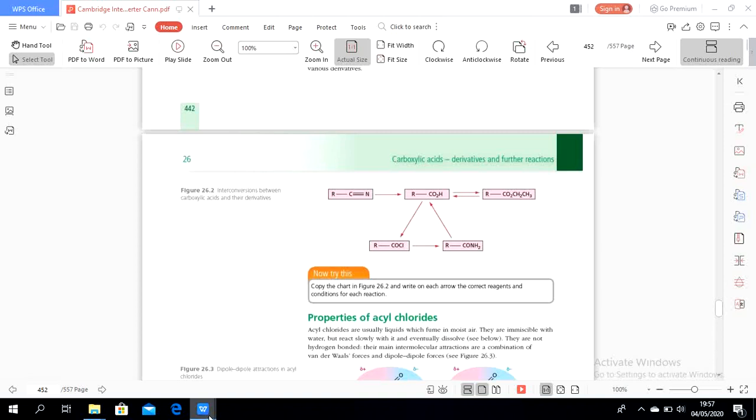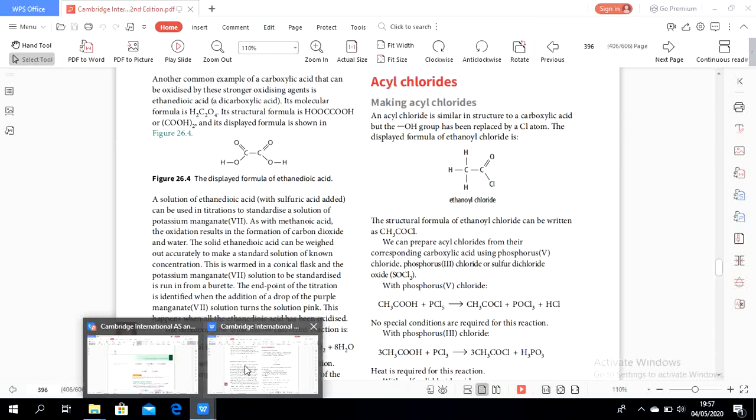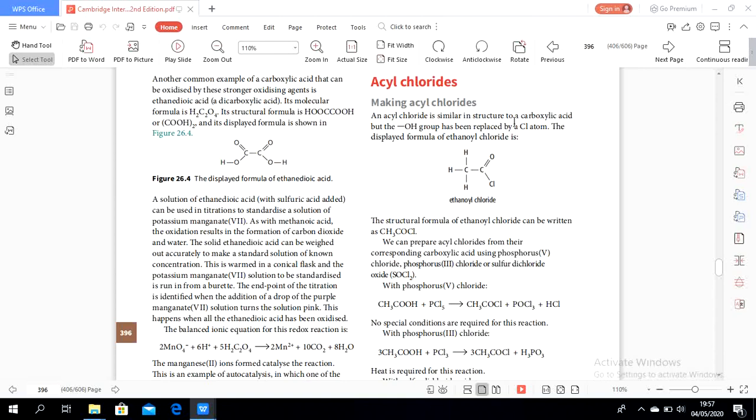Okay, let's revisit again how to make acyl chloride. We use a different textbook. Making acyl chloride. Acyl chloride has a similar structure to carboxylic acid, but the OH group has been replaced by the Cl atom. We know OH group is a nucleophile, so this one is a nucleophilic substitution. The structural formula of ethanoyl chloride can be written as CH3COCl.